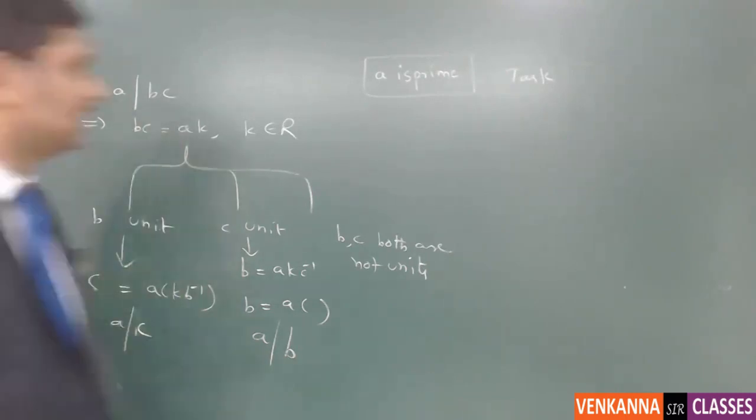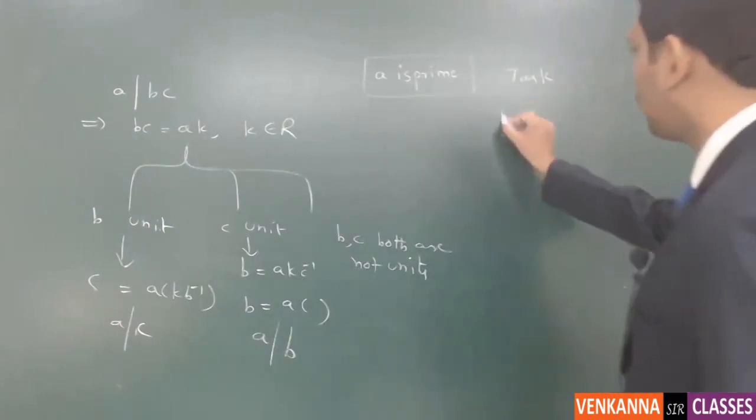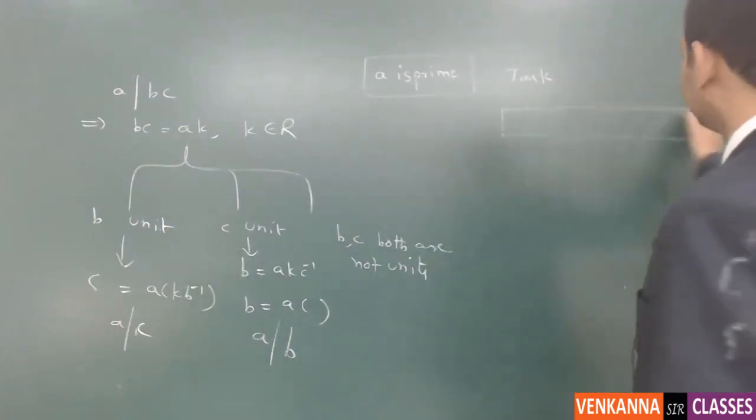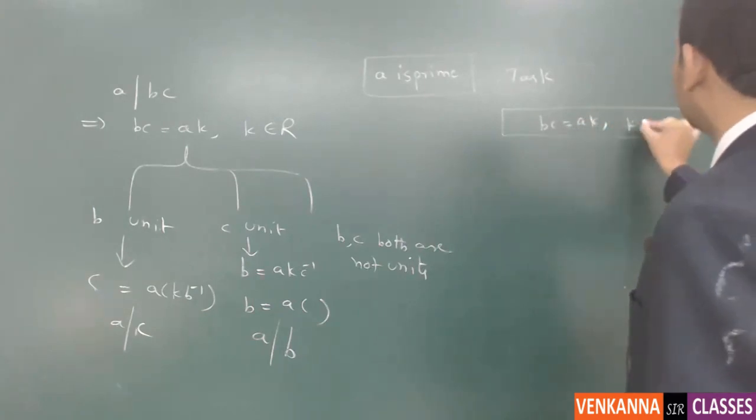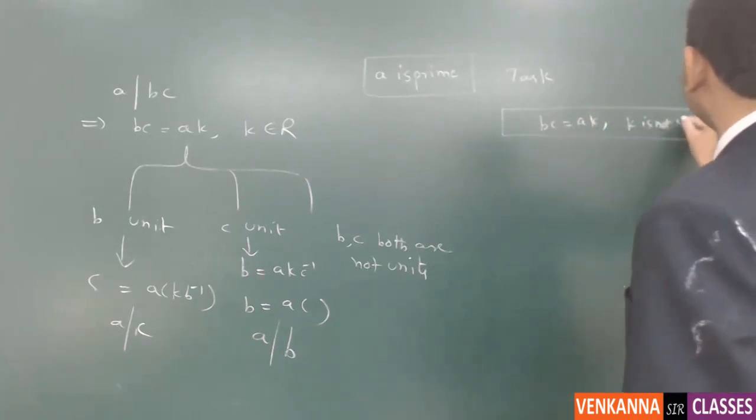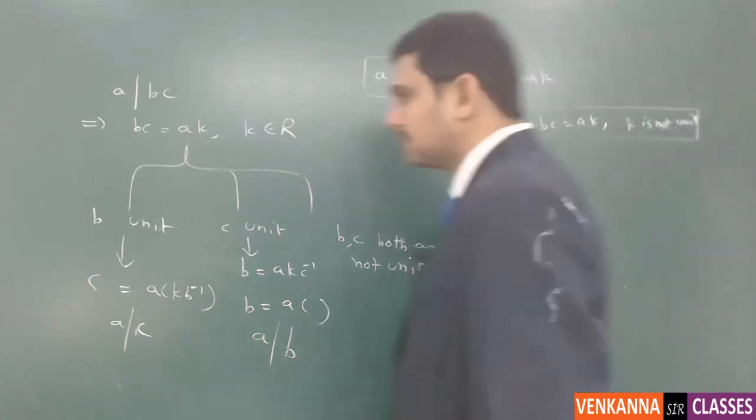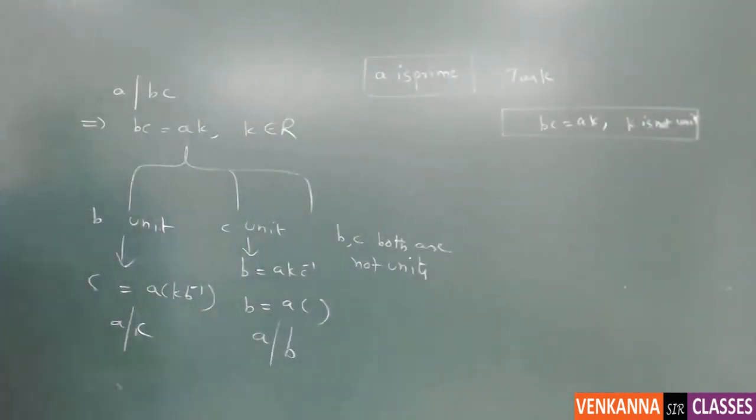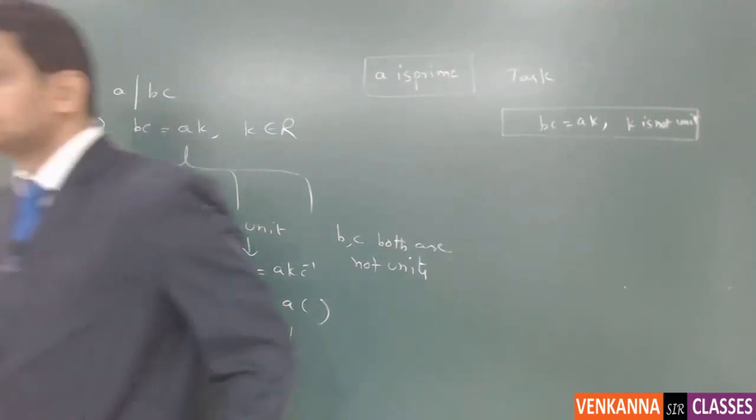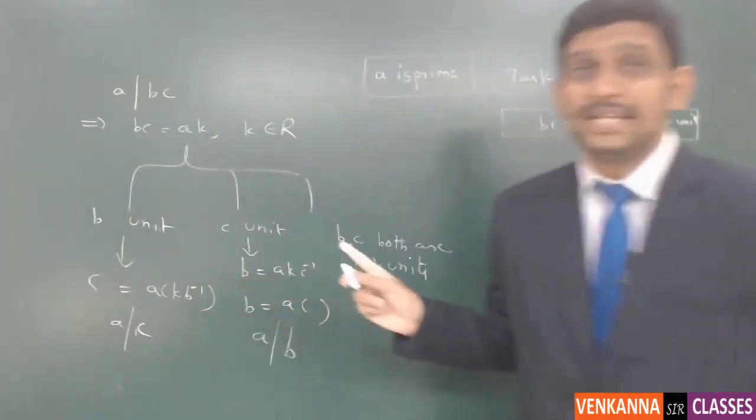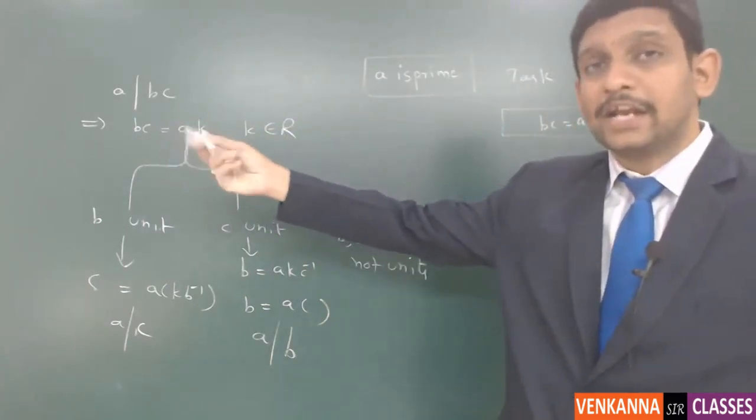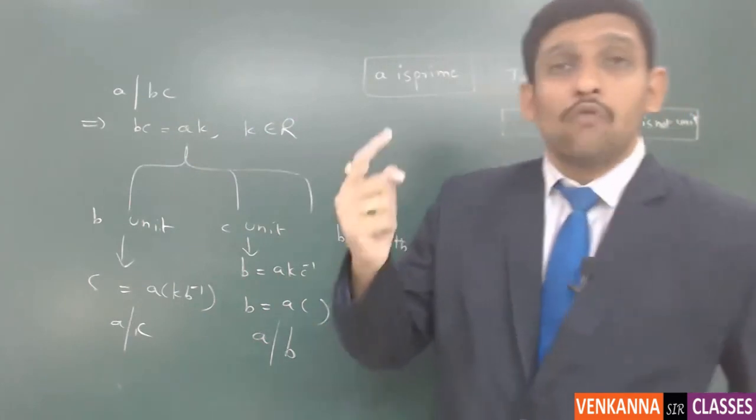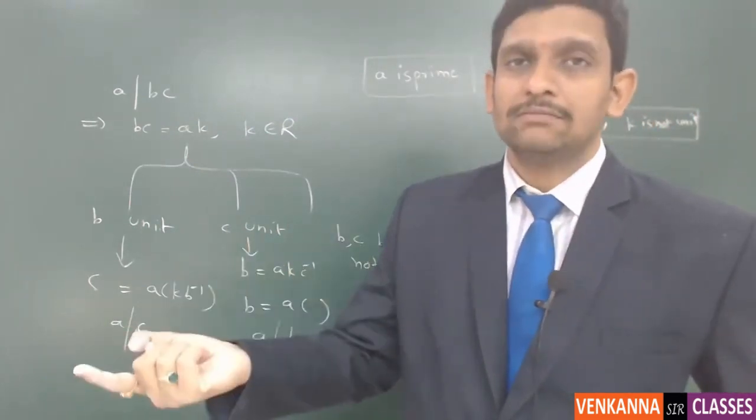Now, I am confirming that BC is equal to AK, K is not a unit. That I am saying. Please understand one thing. Whenever you write A is irreducible, one of the elements will be a unit.